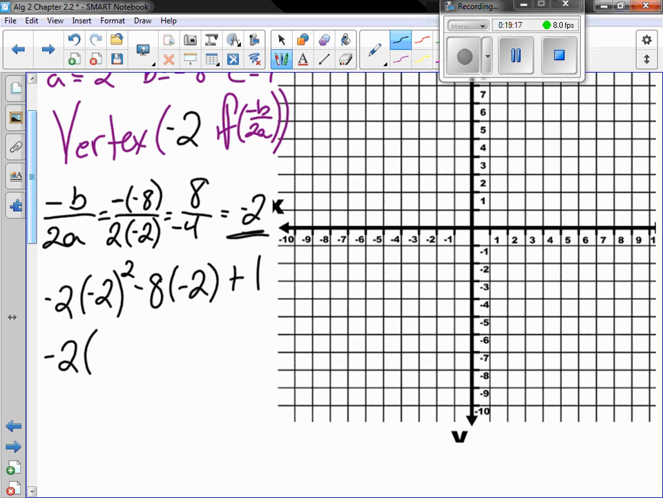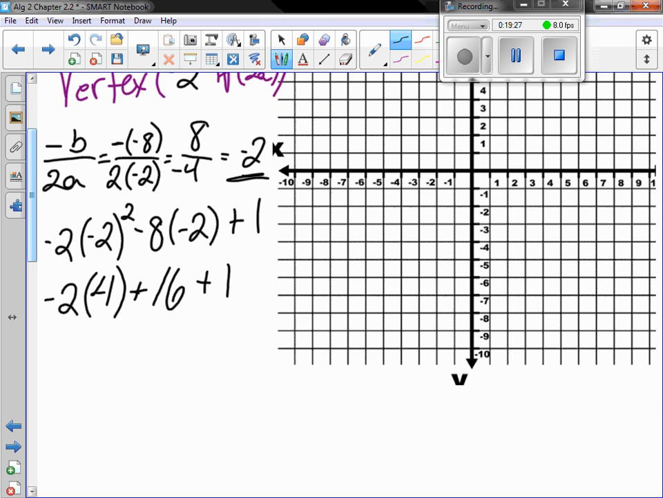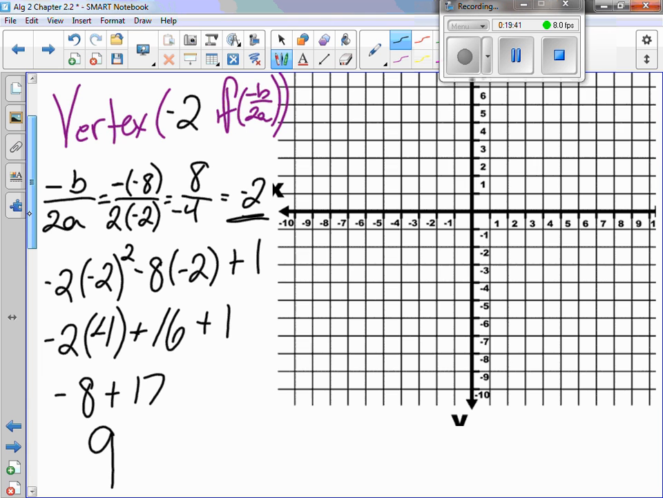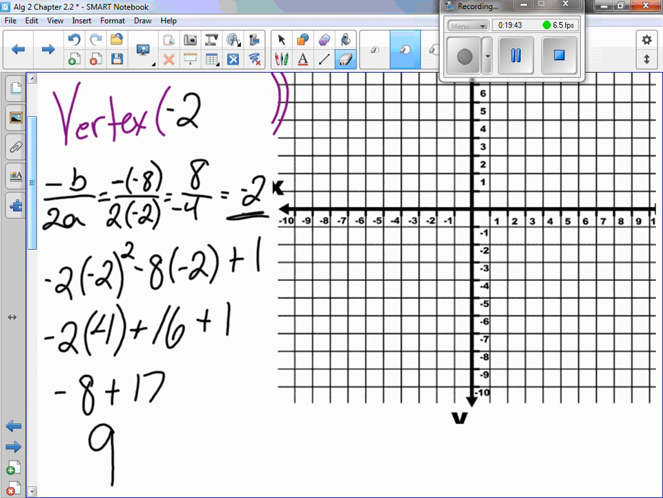Now, negative 2 squared is positive 4. Negative 2 times negative 8 is plus 16 plus 1. We good with this here so far? Negative 8. Well, 16 plus 1 is? Negative 8 plus 17 is 9. It's 9. So the y value of the vertex is 9. Yes.